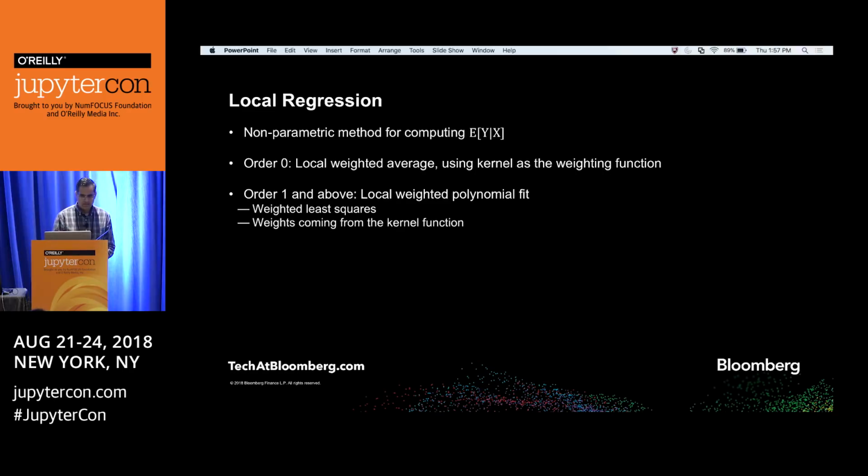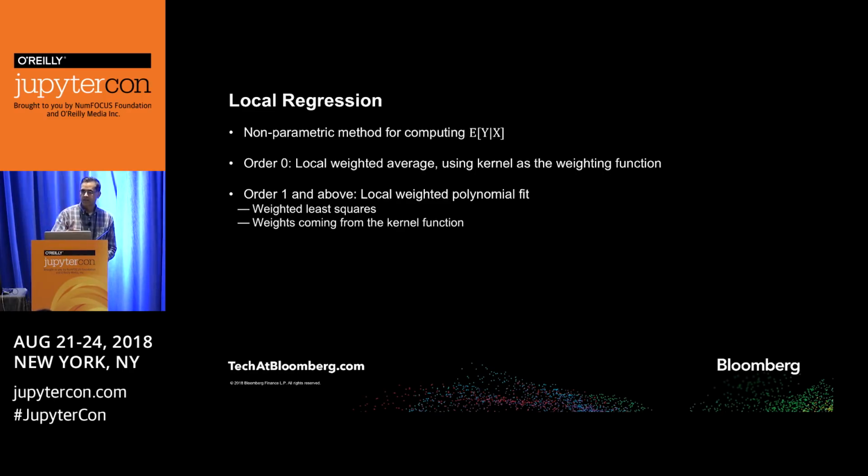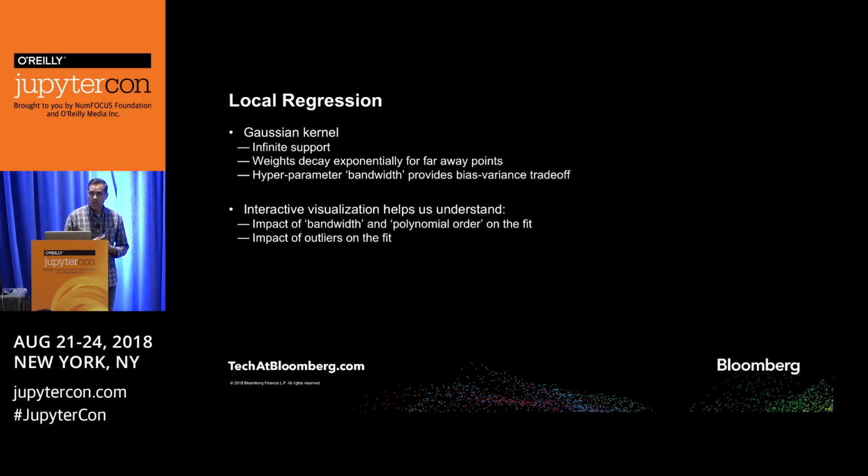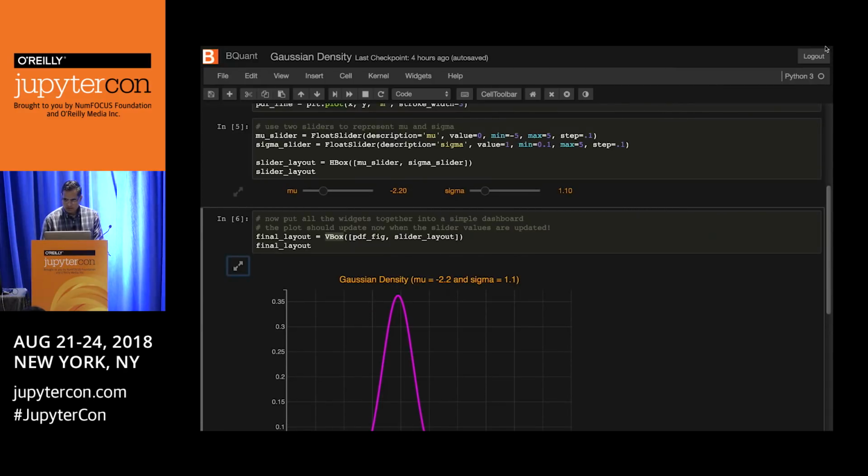So order 0 is just a simple local weighted average with the weights coming from the kernel function. And order 1 and above are weighted least squares compared to the ordinary least squares, which we do in the polynomial regression. There are a lot of choices for the kernel functions, and the most popular is the Gaussian kernel. So Gaussian kernel has infinite support, and the weights decay exponentially as we go far away points. And this truly causes the localized behavior. And we have a hyperparameter called bandwidth, which controls the bias variance trade-off. So let's now look at a visualization which helps us understand this local regression.